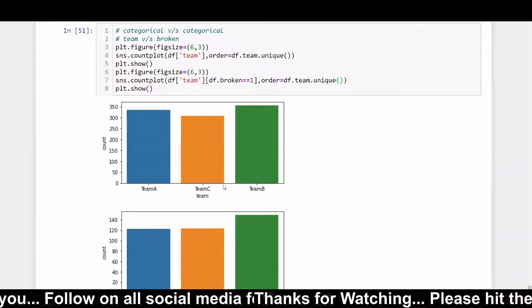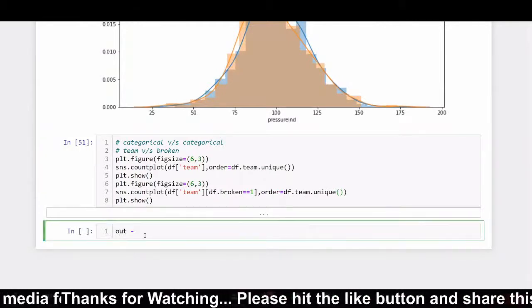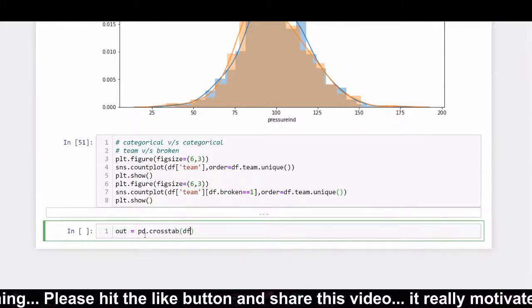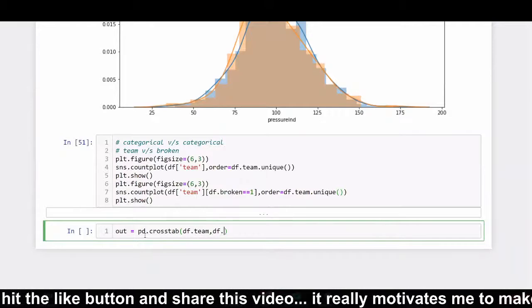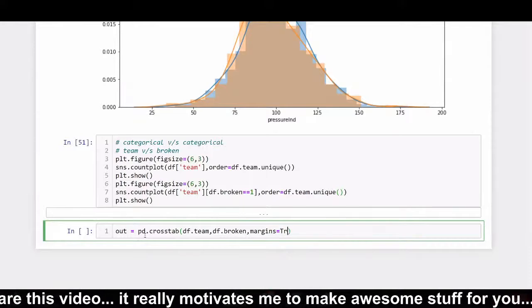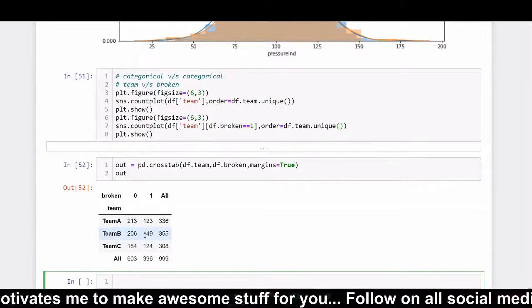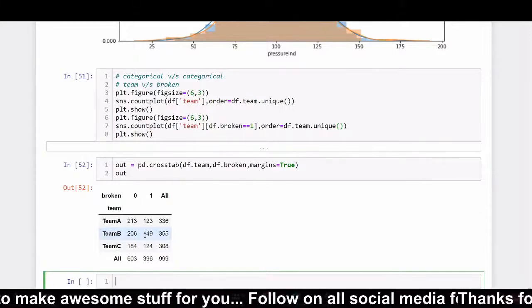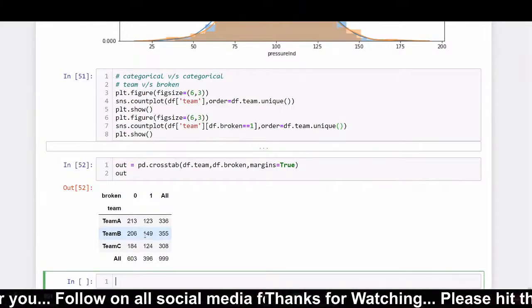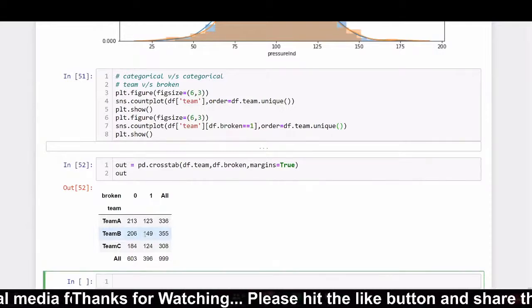Maybe you want to check out the actual values over here. For that, we can do out equals pd.crosstab(df.team, df.broken, margins=True). This is what we have, and it shows the number of machines which are damaged and not damaged, operated by team A. Similarly for team B and similarly for team C.